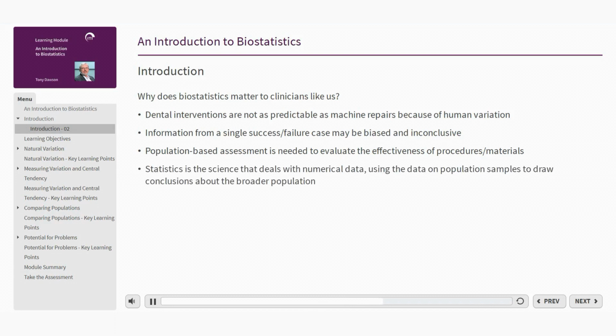Statistics is a science that deals with data, drawing general conclusions about the broader population from a sample of the data. Statistics can provide us a less biased, and more accurate clinical perspective than personal experiences. Therefore, as clinicians, we need to understand at least the basics of biostatistics.